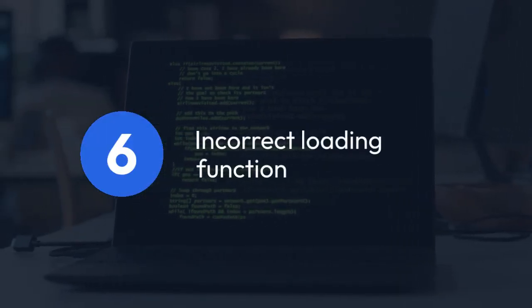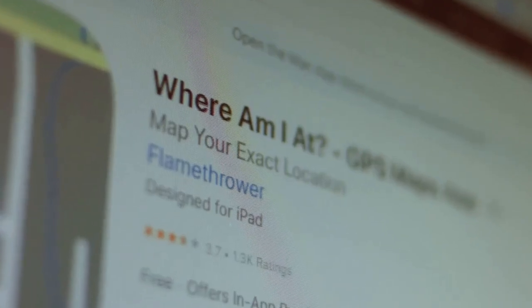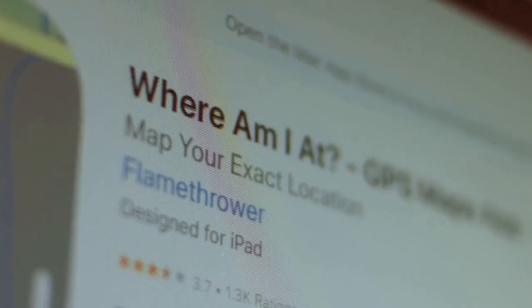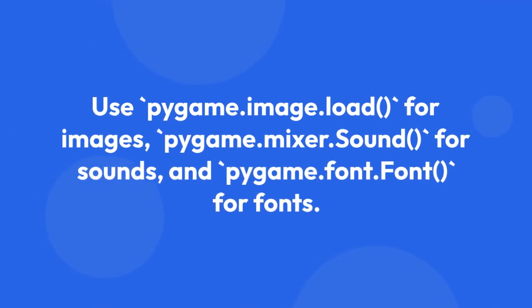6. Incorrect loading function. Ensure you're using the correct Pygame function to load the file type. Use 'pygame.image.load' for images, 'pygame.mixer.Sound' for sounds, and 'pygame.font.Font' for fonts. Using the wrong function will obviously result in an error.